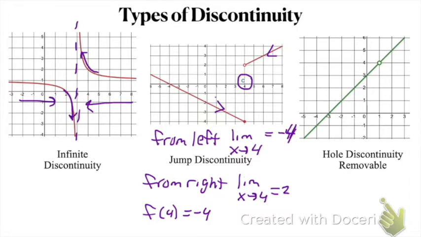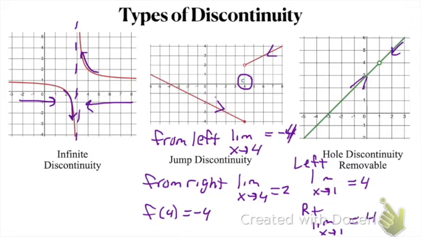We do have a discontinuity. When we look at this, we take our limit as we approach 1 from the left. We are approaching 4. If we do it from the right, the limit as x approaches 1 from the right, we're also approaching 4. Well, you'll notice there is a hole there.